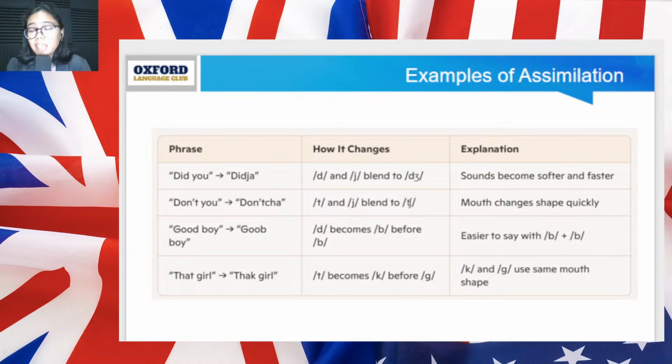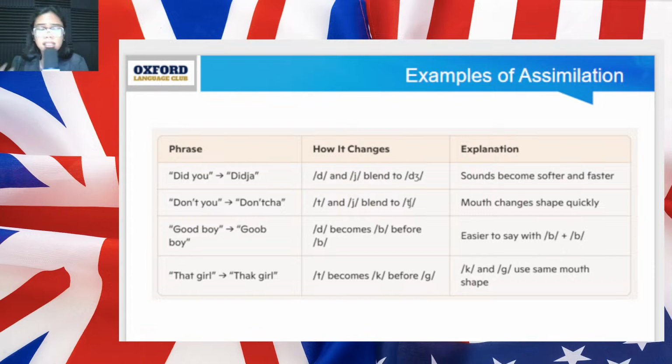Let's try to pronounce the two sounds. Let's start with G. G, G. How about K? K, K. It is produced at the back of your mouth, right? So they have the same process of making their sounds for K and G.